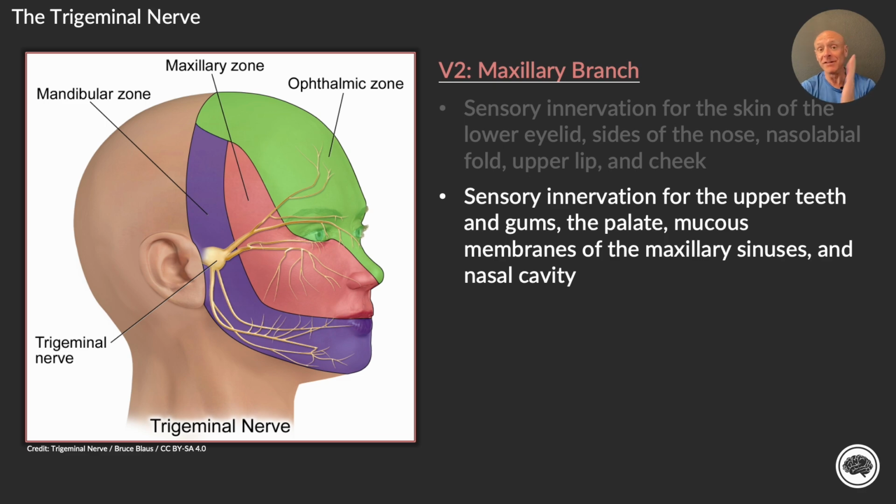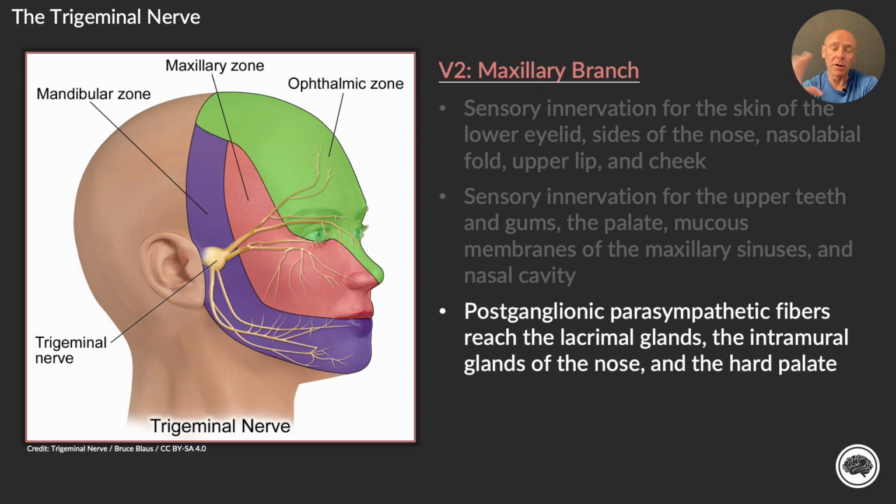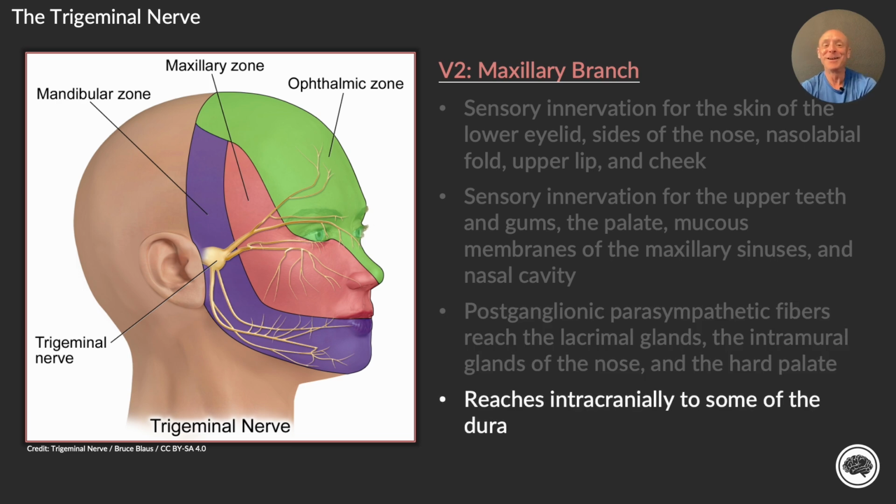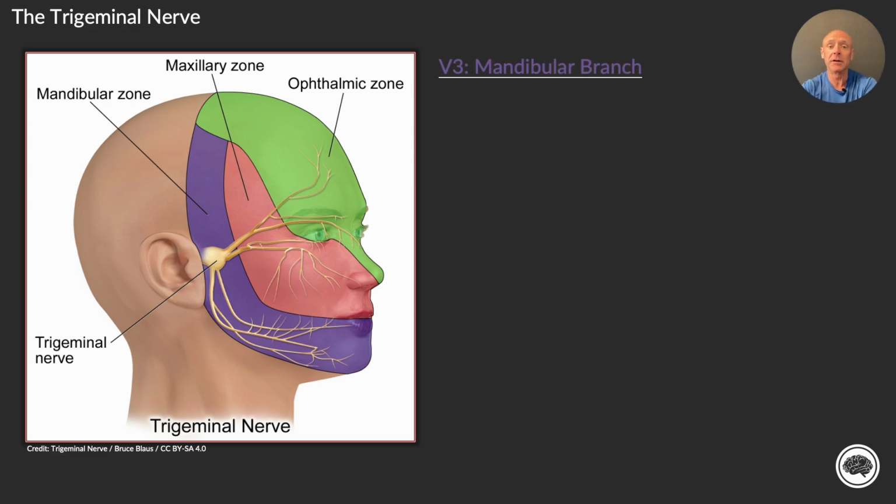So again, it's providing sensory information. It's making your brain and brainstem aware of what's going on with your teeth and the top of your mouth. It then has some what are called postganglionic parasympathetic fibers that reach the lacrimal glands. We're not going to get into that right now. It's a little complex for this little YouTube blog. It also does, however, go inside the skull to reach some of the dura. So we have both ophthalmic and maxillary branches that are communicating with the dura.